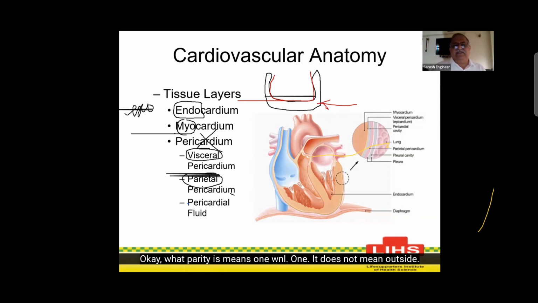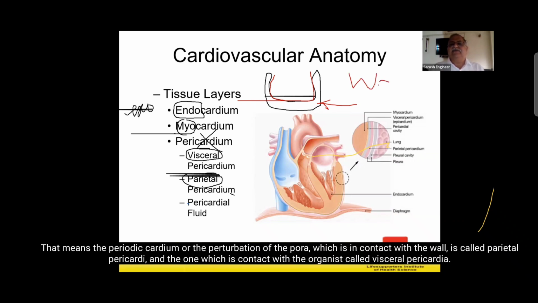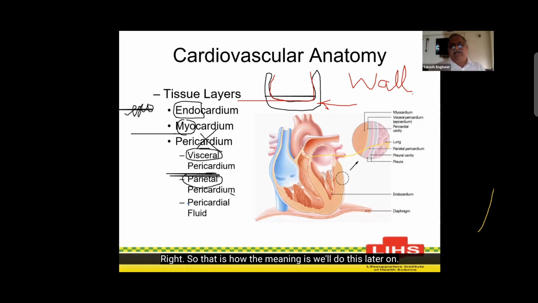Now the word parietes means wall, W-A-L-L, wall. It does not mean outside. That means the pericardium or the peritoneum or the pleura, which is in contact with the wall, is called parietal pericardium. And the one which is in contact with the organ is called visceral pericardium. Right? So that is how the meaning is.